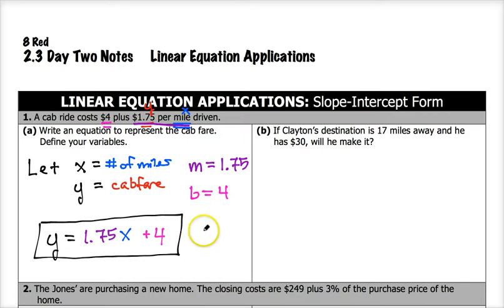So now in part B, we're going to take this equation and try to answer the question that says if Clayton's destination is 17 miles away and he has $30, will he make it? Well, this 17 right here represents our number of miles, or our x value. So let's take our equation and see what we get for y, or the cab fare, when x is 17. So we're going to plug in 17 for x into this equation.